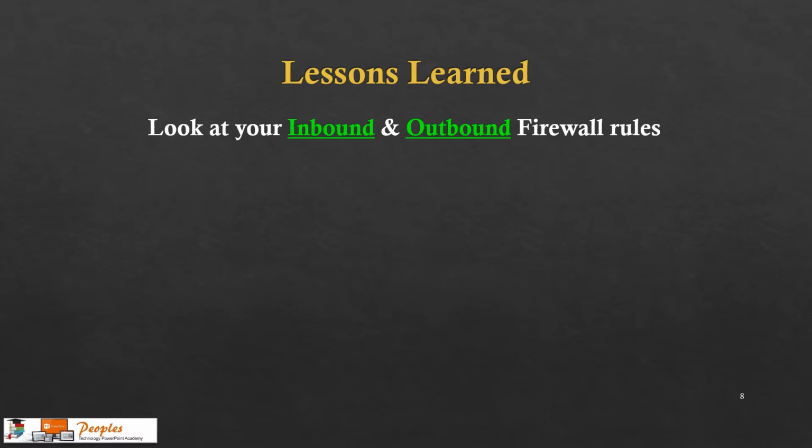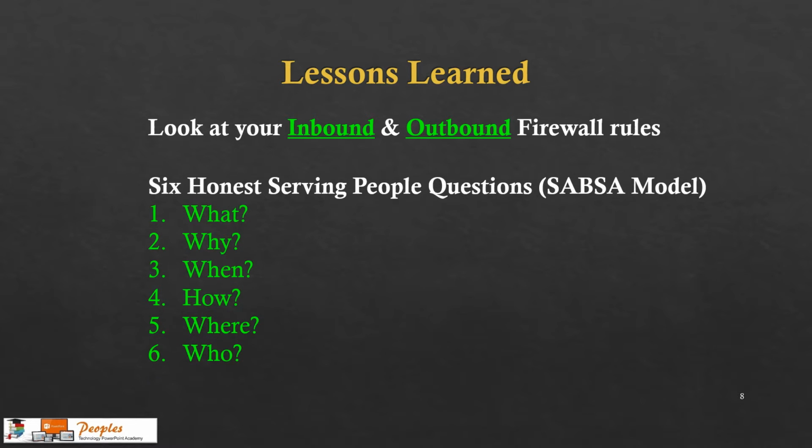In most network designs, which again we'll go over in more detail in other presentations, you're going to have multiple firewalls, usually covering multiple different zones in your network. So whenever possible, really understand, and this actually leads into the second lesson learned, which I'm going to present right now, the six honest serving people questions from the SABSA model. These questions actually help a lot in your firewall rules. These questions are what, why, when, how, where, and who.